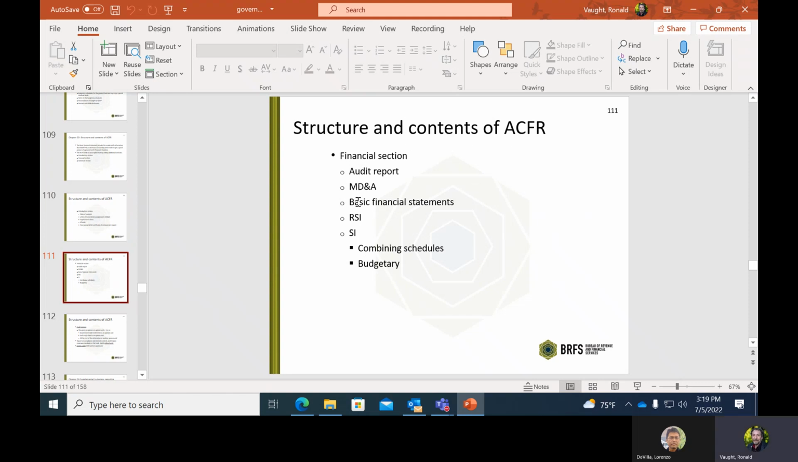And structure, like we just kind of touched on, the audit report, MD&A, which is RSI, basic financial statements, and then RSI again, and then SIs, supplemental information. And the SI is the combining schedules and the budgetary schedules.